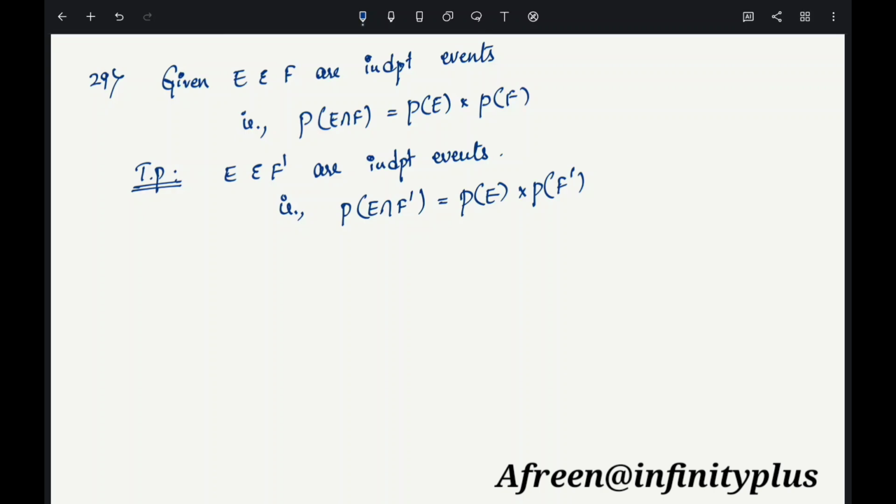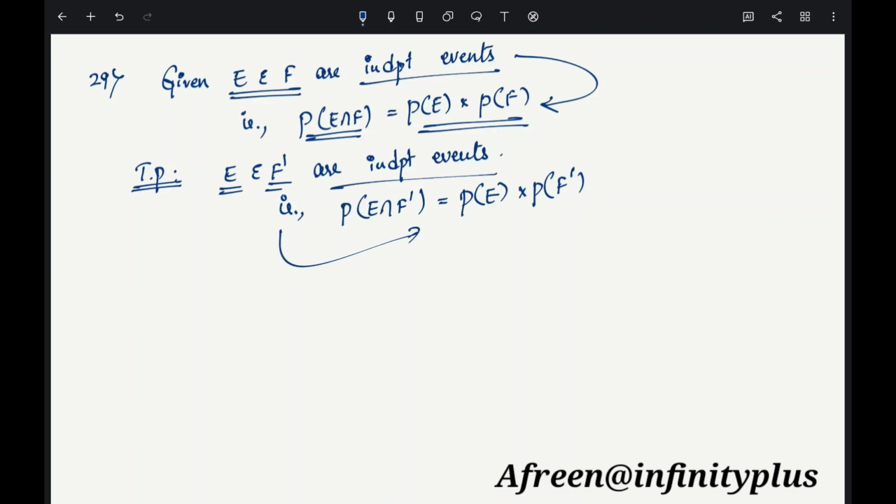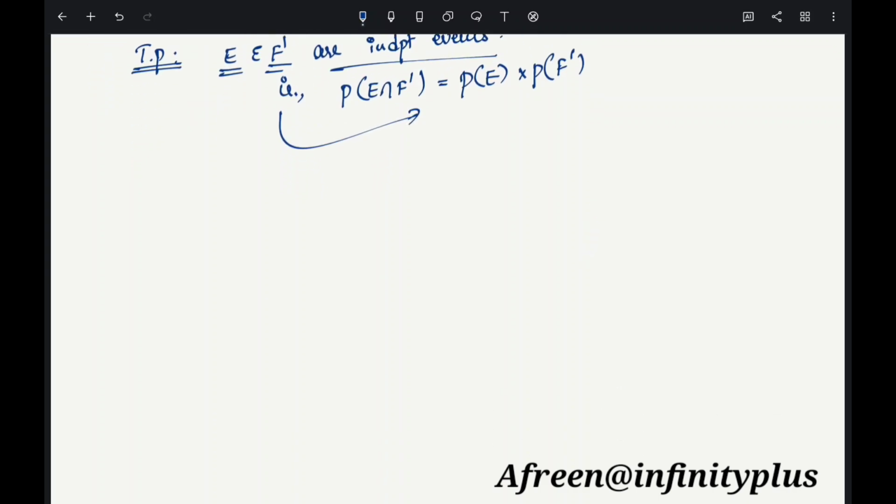So I have written whatever they have given as it is. They have given E and F are independent events. If any two events are independent, we can write it as P of E intersection F is equal to P of E into P of F. Next, we have to prove that E and F dash are independent events. Means we have to prove P of E intersection F dash is equal to P of E into P of F dash. Take the LHS, what we have to prove, and we will prove that it is equal to RHS. So P of E intersection F dash we are taking as it is.